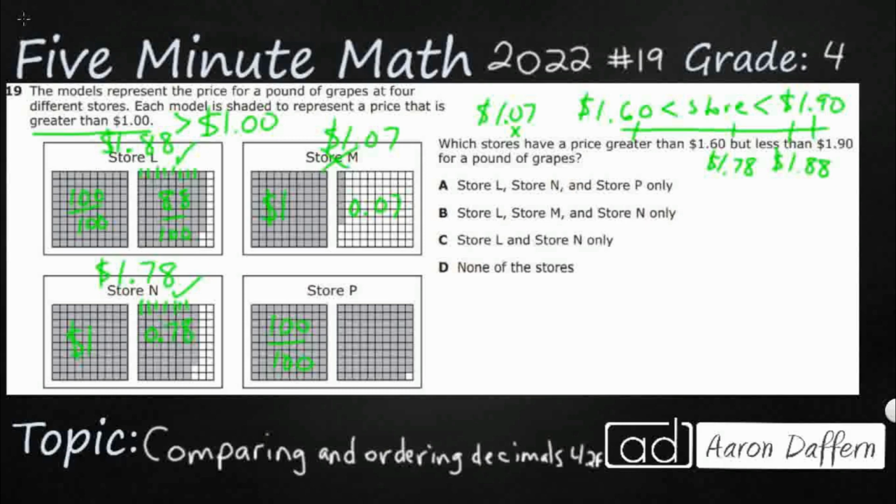Let's check store P. Whoa, store P is almost too full. It's got 99 out of 100. So if I were to convert that into dollars and cents, it'd be $1.99. But you know what? That is not going to fall, that would be like right there. It's going to be outside of my range. I'm looking between $1.60 and $1.90, so that's a no. So it looks like the only two that are going to be there are store L and store N, so we're looking for just those two. My answer here is going to be C.